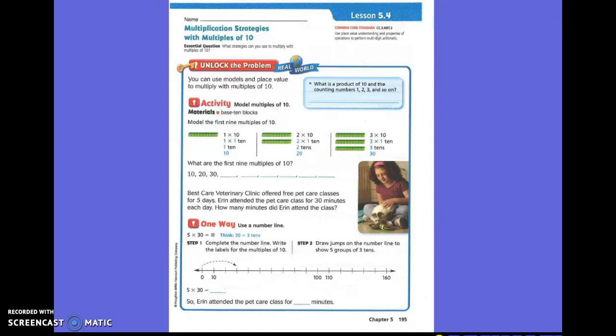What is a product of 10 and the counting numbers 1, 2, 3, and so on? If you multiply anything by 10, the answer is a multiple of 10. So 1 times 10 equals 10, and 10 is a multiple of 10. 2 times 10 equals 20, and 20 is a multiple of 10. 3 times 10 is 30, and 30 is a multiple of 10. 4 times 10 is 40, and 40 is a multiple of 10. 10 times 10 is 100, and 100 is a multiple of 10.